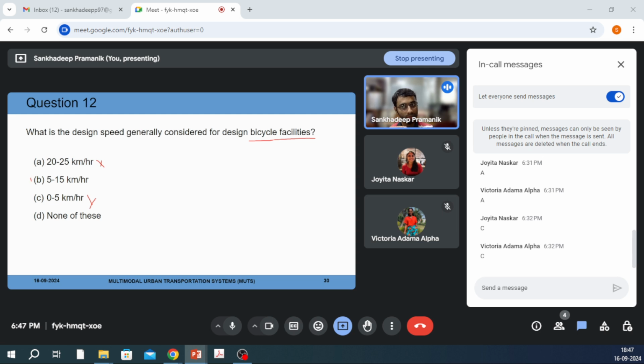So it can be this 5 to 15 kilometer per hour. This is quite reasonable from the context of bicycle speed. So this is the correct answer, 5 to 15 kilometer per hour.